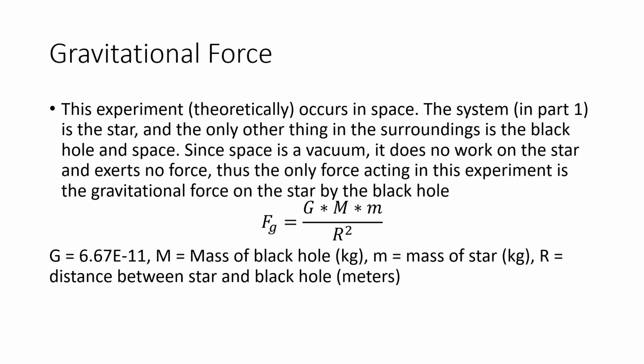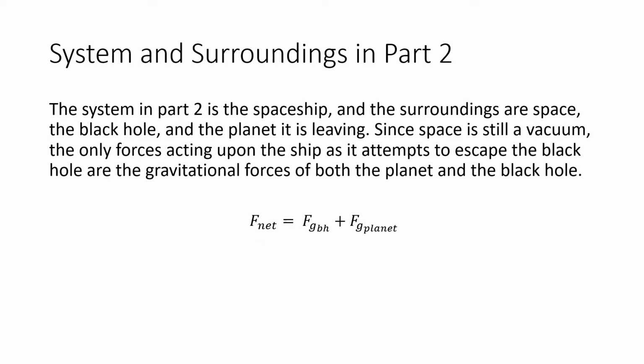So the other part of this experiment is the gravitational force. So this experiment occurs in space. The system in part 1 is the star, and the only other thing in the surroundings is the black hole in space. Since space is a vacuum, it does no work on the star, and so the only force acting in part 1 of the experiment is the gravitational force on the star by the hole. And so Fnet, or Fg, is equal to this equation, and then the variables are defined on here. So in part 2, the system is the spaceship and the surroundings are space, the black hole, and the planet that it is leaving. Since space is still a vacuum, the net force is equal to the sum of the gravitational forces of both the black hole and the planet.